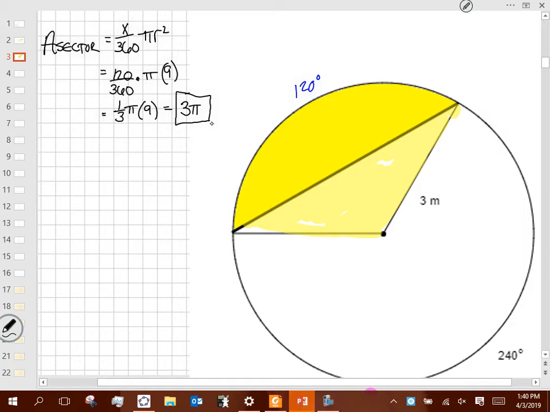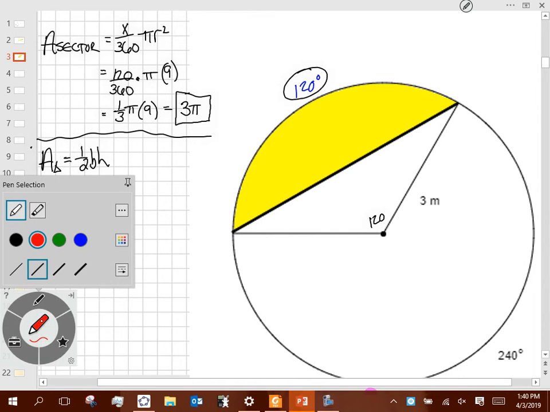Okay. Now what we have to do is find the area of the triangle. Okay. So area of your triangle. What's the area formula for a triangle? 1/2 base times height. So we need to figure out what B and H are for that triangle right there. Okay. So this is where it's important to understand the relationship between that arc and this angle. What is that angle right there? 120.